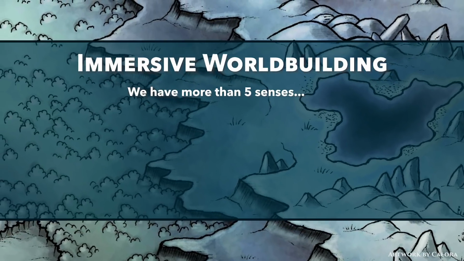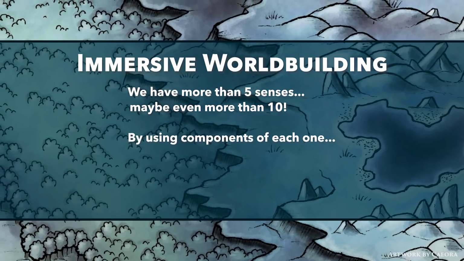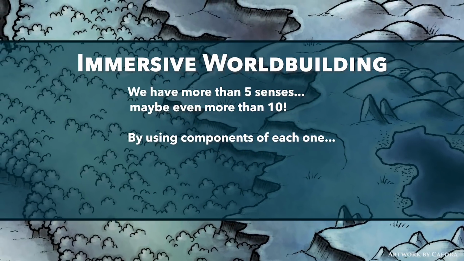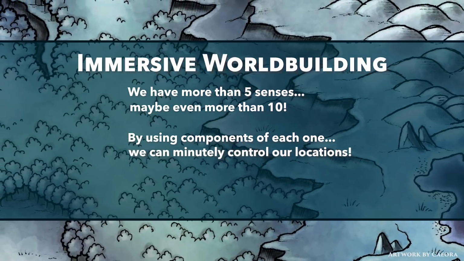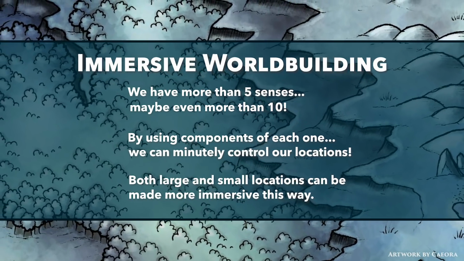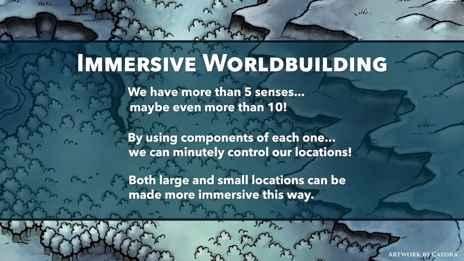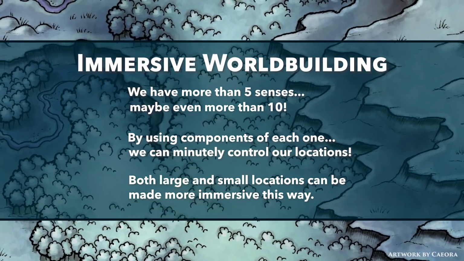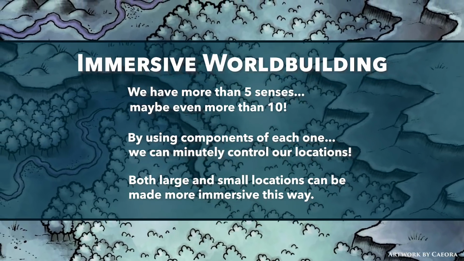We have more than 5 senses, maybe even more than 10, and by using component parts of each sense, we have more control over the various moods we want to create, both in large-scale locations like forests and mountains, and in smaller-scale locations like buildings and rooms. And if we make our world building a feast for the senses, it'll immerse our audience even as it challenges and stimulates our protagonists.